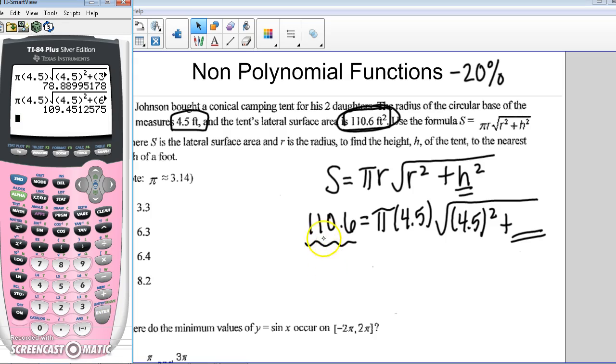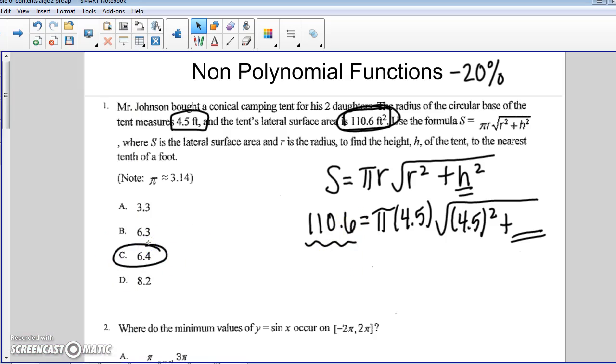So 6.3 we get 109.6. Pretty close, but you do notice that 6.4 is the next answer. So let's see what happens when we type in 6.4. 6.4 we get 110.6, 110.6. So our answer has to be answer C.